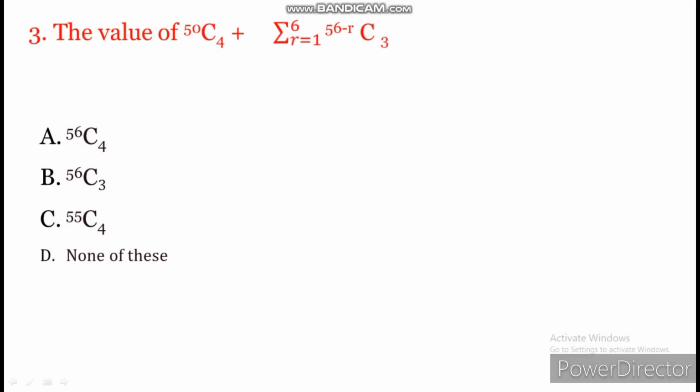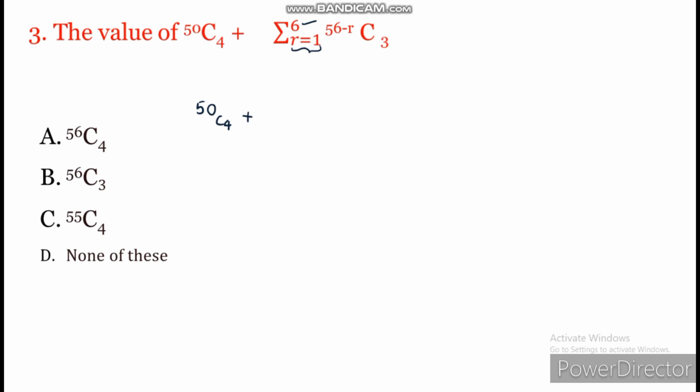Now let's see the next question. The value of 50C4 plus summation R from, okay, they have given some condition here. Now let's see how to solve this. 50C4 as it is plus summation R from 1 to 6. It means substitute the value of R as 1, 2, 3, 4, 5, 6.